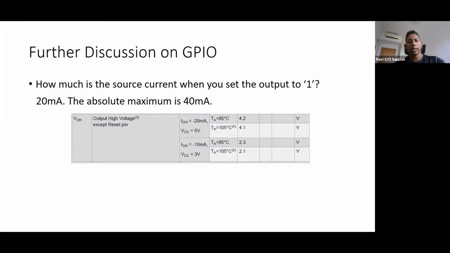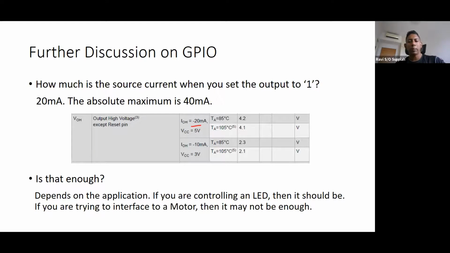Okay, so in this case, they have put a negative sign to say that the current is coming out of the device. So is this enough? It all depends on what you are trying to do. If you are driving an LED, then definitely not an issue. But if you're trying to drive a motor, then it may not be enough. A very small DC motor, like those hobby car kind, is still fine. You will still be able to spin it and so on.